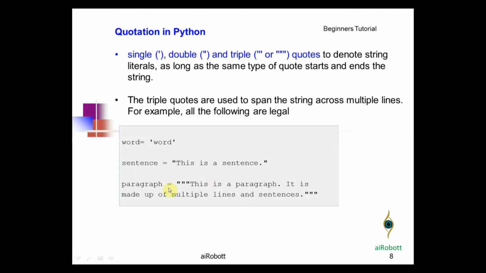And you can use three quotations at the beginning. It may be single or double quotations. You can repeat the same at the end also. This is called a multiple line string.